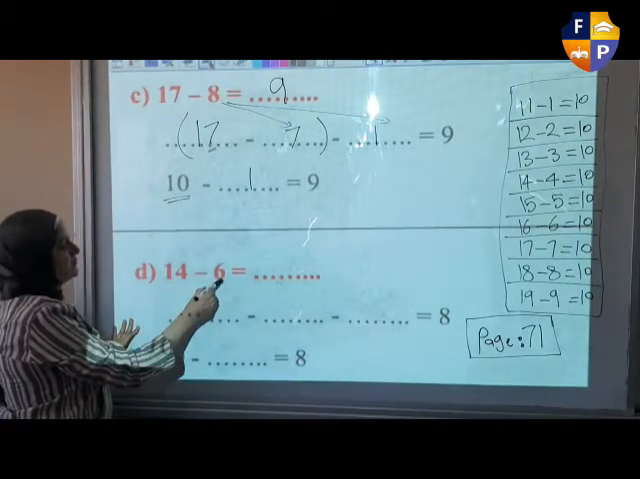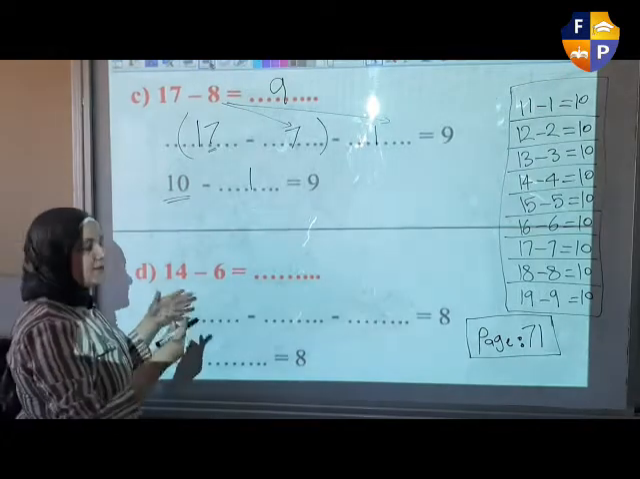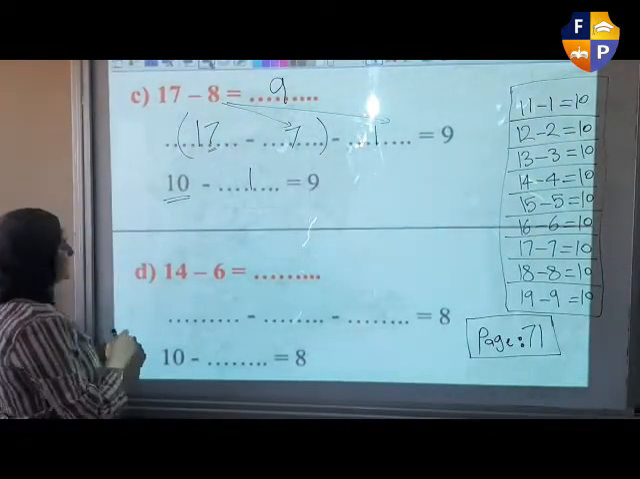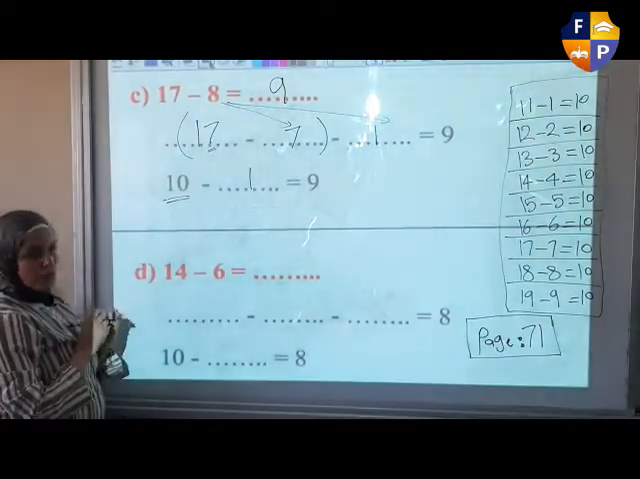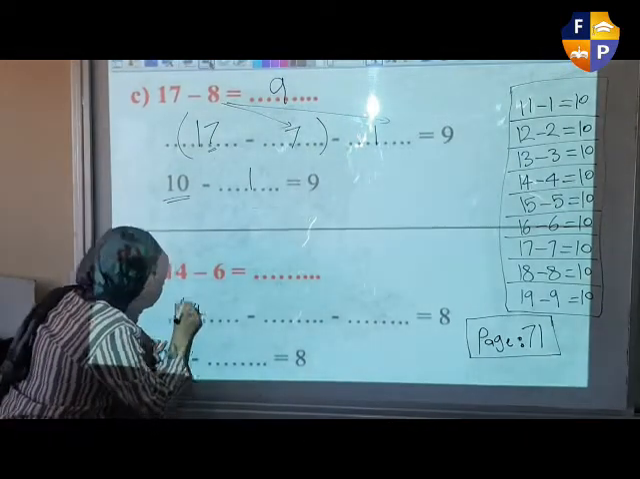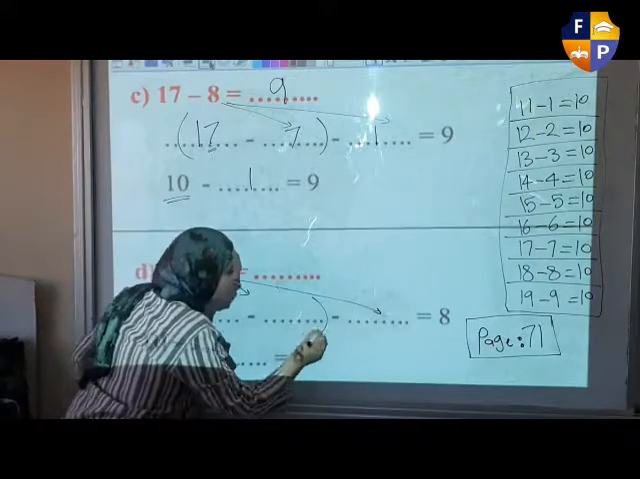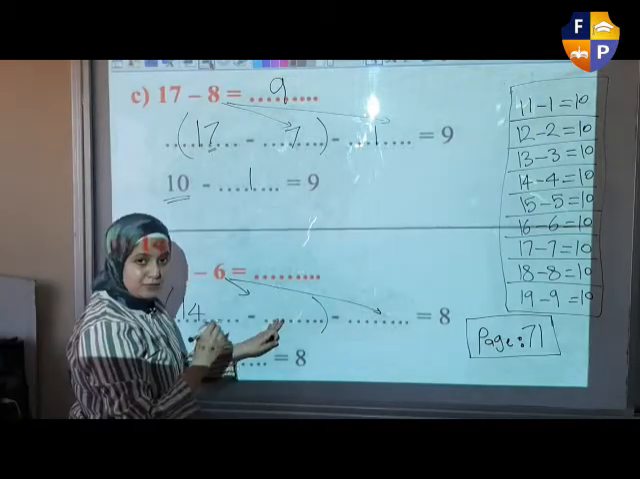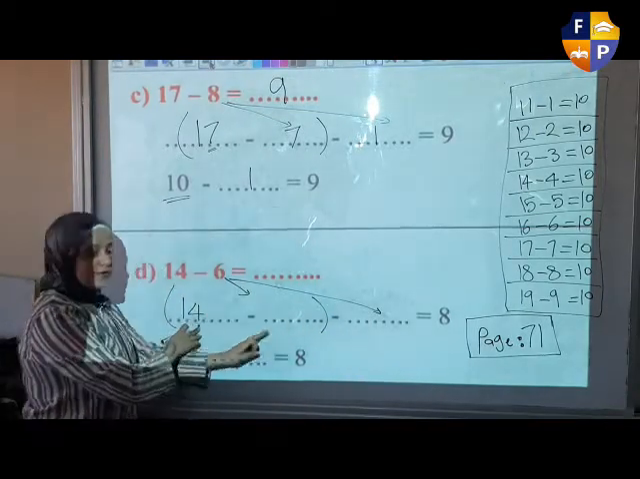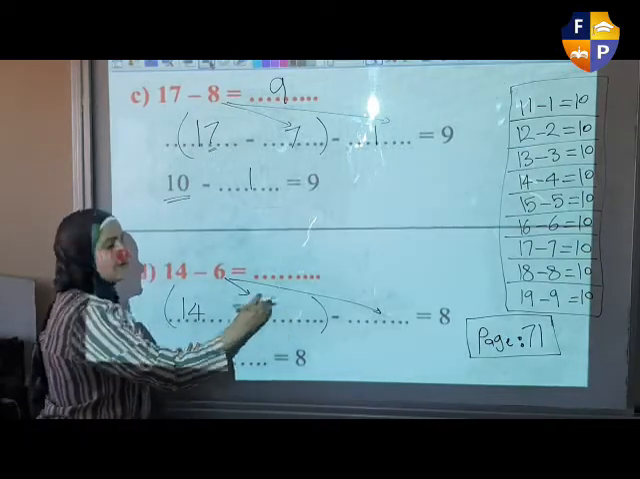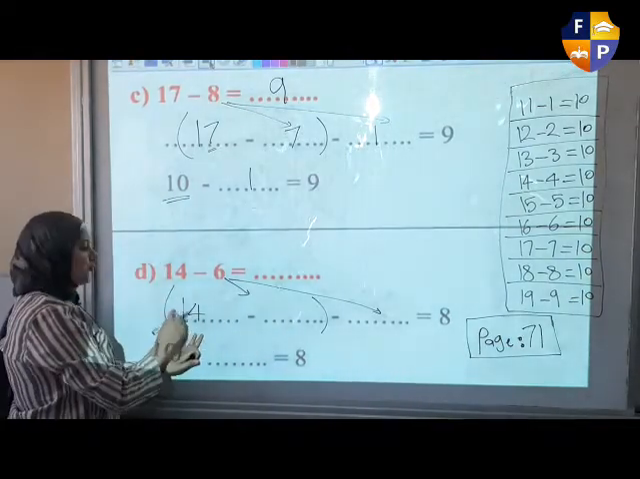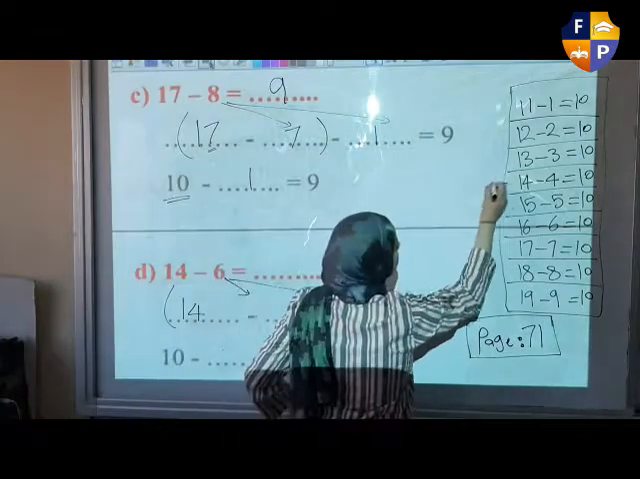Here I have 14 minus 6. To make it easier, or to solve it in an easier way, we will use decomposing. I will drop 14 like this and break 6 into two parts, and one part of them should give me 10 with 14. 14 minus what will give me 10 for sure? 14 minus 4.